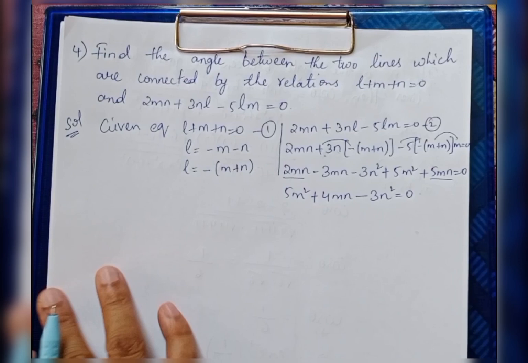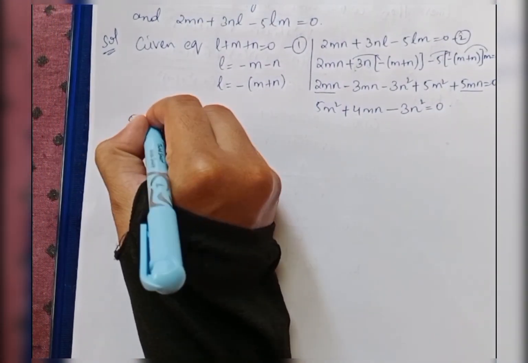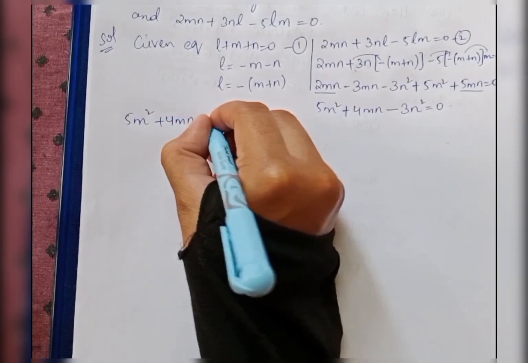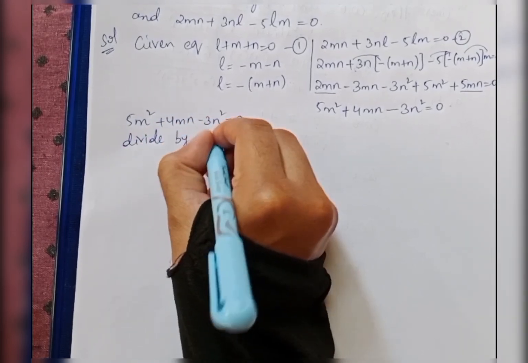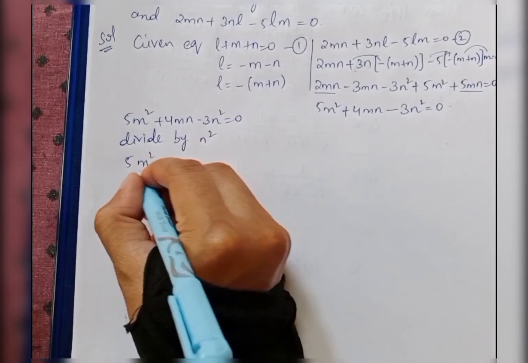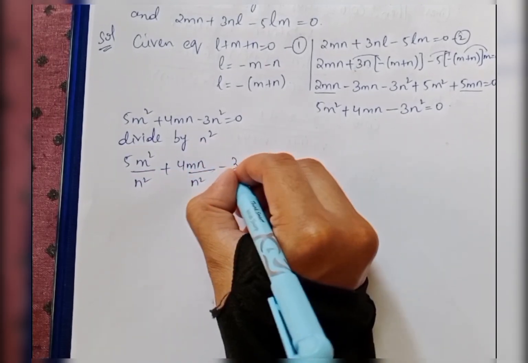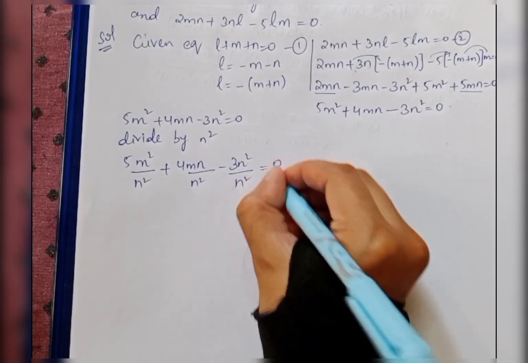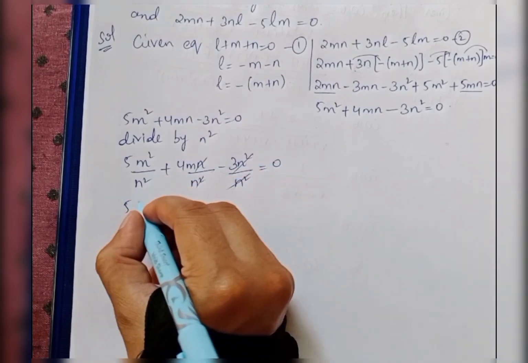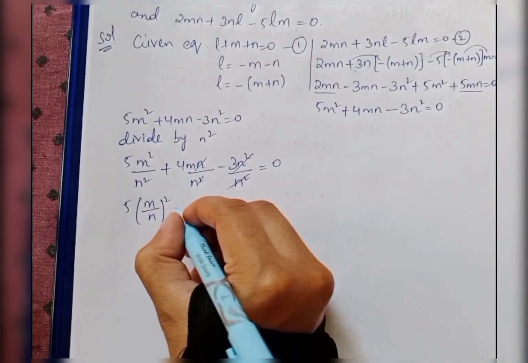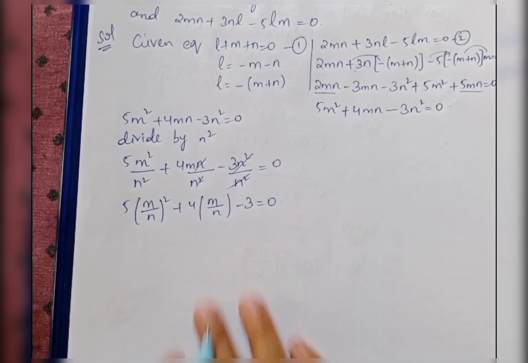Divide this equation by n square. I'll write it here again, 5m square plus 4mn minus 3n square equals to 0. Divide by n square, so it is 5m square by n square plus 4mn by n square minus 3n square by n square equals to 0. n square gets cancelled, one n gets cancelled. So it is 5 into m by n whole square plus 4 into m by n minus 3 equals to 0.